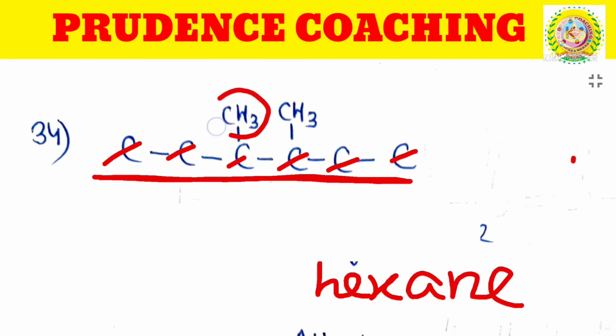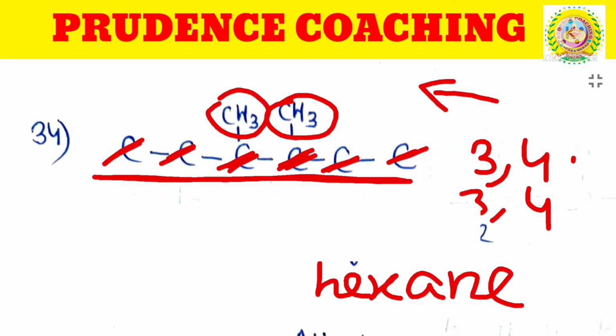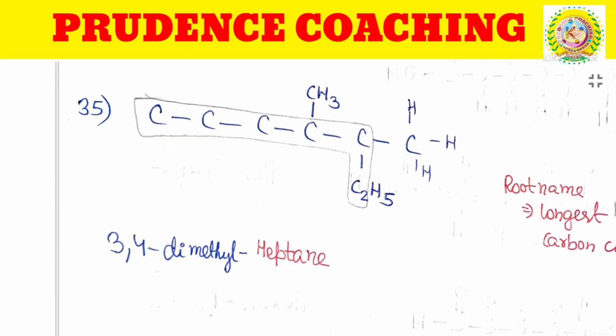But here we have 2 methyls. So 2 methyls means you need to find out the position of methyl. From this side, if you count 1, 2, 3, third position and fourth position, that is 3, 4. If we count from this side 1, 2, 3, 4, that is 3, 4. So both sides you are getting 3, 4. So you will write here 3, 4 dash. How many methyl are there? 2. So you need to write dimethyl, 3,4-dimethylhexane.